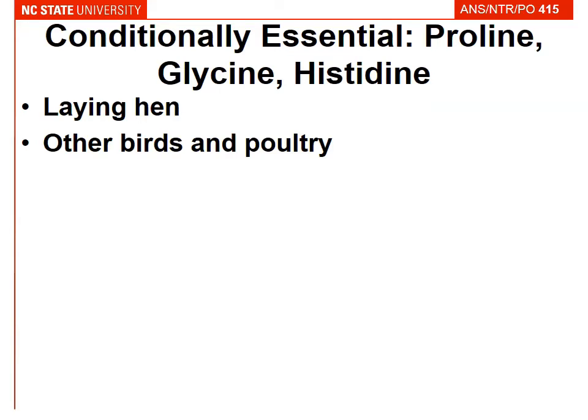Now, for our avian species, we have some conditionally essential amino acids, and that includes proline, glycine, and histidine. So this is mainly because of the lack of the urea cycle. So they are forming uric acid instead of urea.